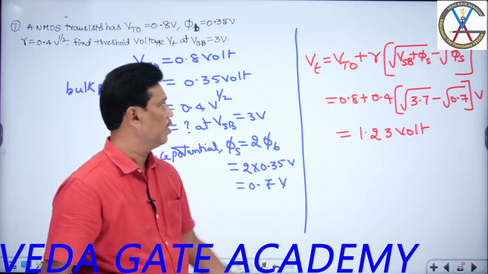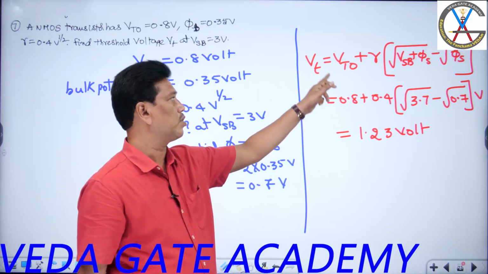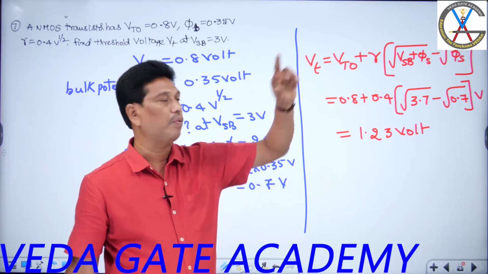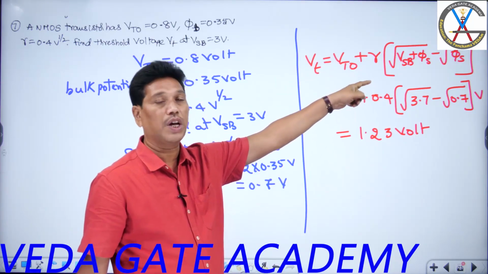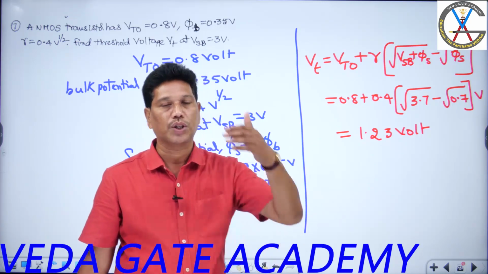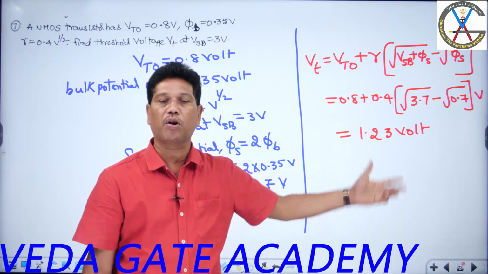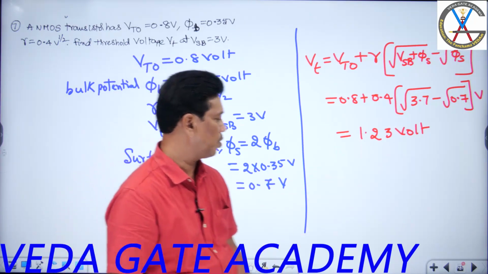Observe now: if the source to body voltage is 0, the channel is built up at just 0.8 volt. Whenever the source to body voltage is present, the channel build up happens at 1.23 volt. So it requires more voltage, the channel build up becomes later, and the switching response becomes slow. That's a drawback. Okay, check out the next question.